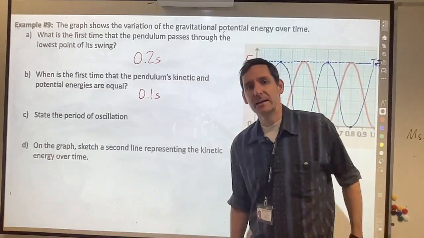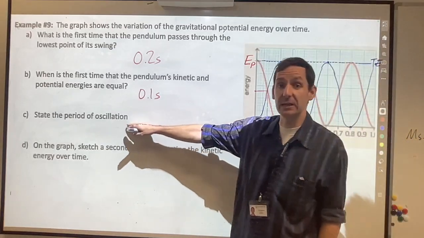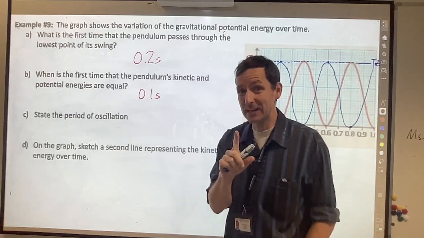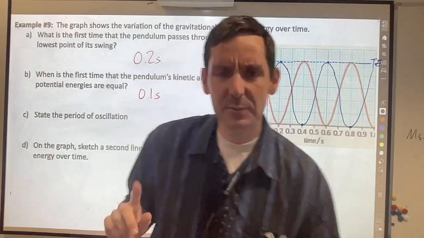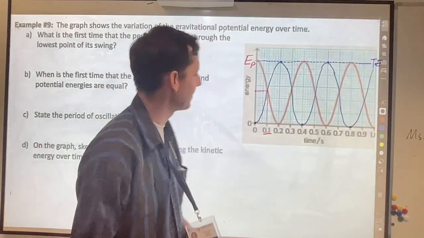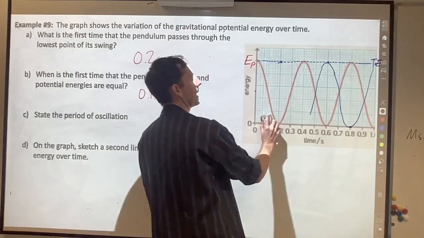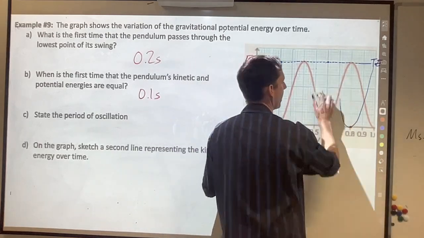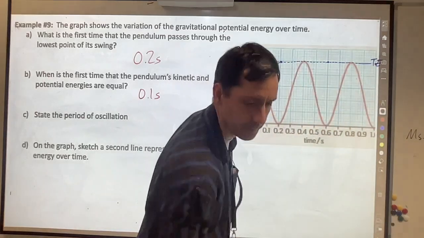All right? Now, the next thing we're looking for is the period of oscillation. Now, this is really tricky. I'm going to erase my velocity graph here because sometimes it gets a little bit confusing having two graphs on there. So I'm going to go ahead and erase my kinetic energy graph. We can always redraw it if we need to. Okay, so there we go.